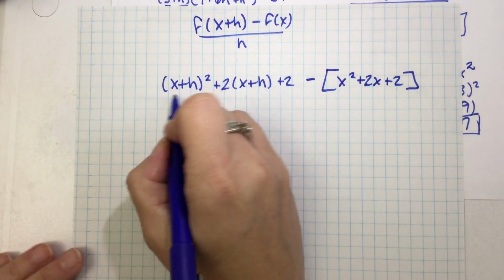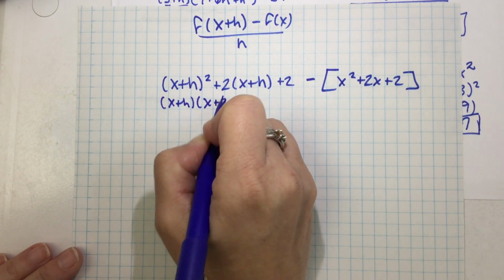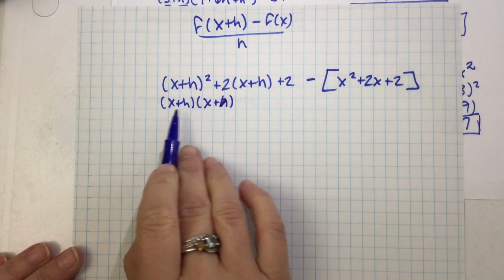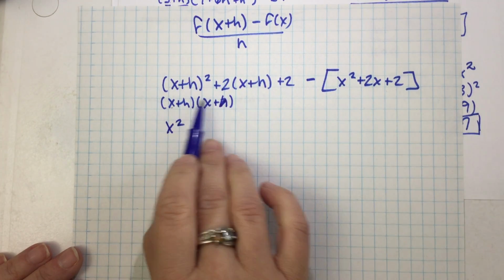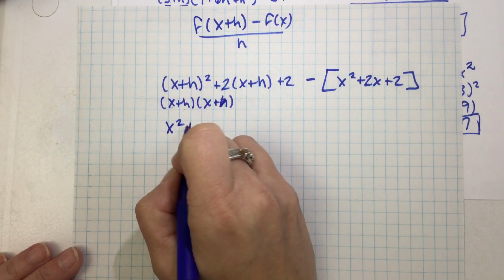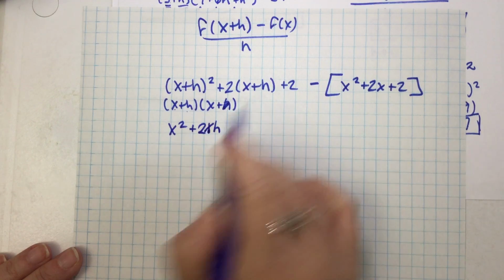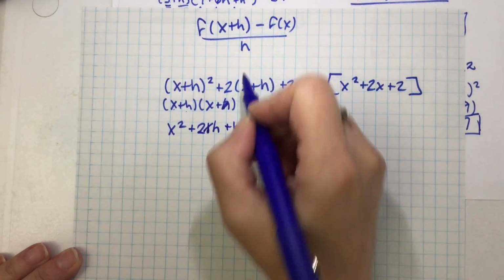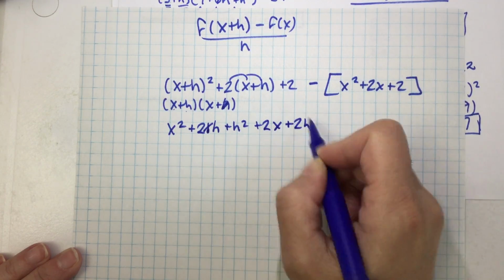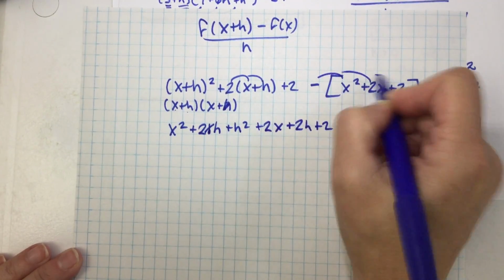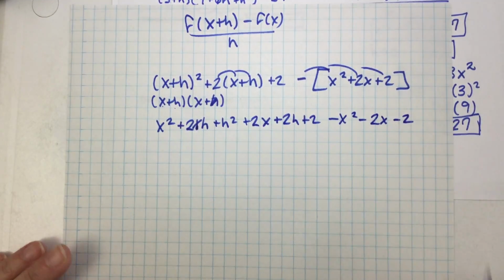I need to expand this. x plus h squared is x plus h two times, so I can FOIL it. x times x is x squared. x times h and h times x, when I add them together, I would have 2xh. h times h is h squared. I can distribute the 2, making it 2x plus 2h plus 2. Distribute the negative: negative x squared minus 2x minus 2.